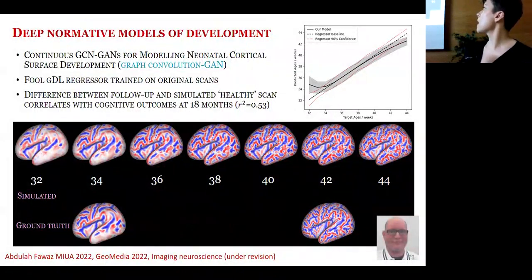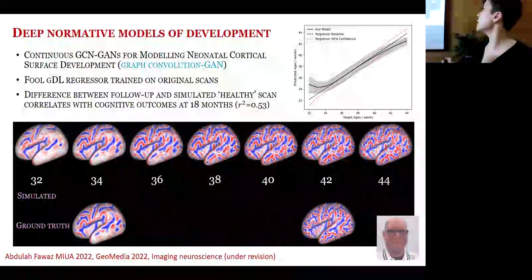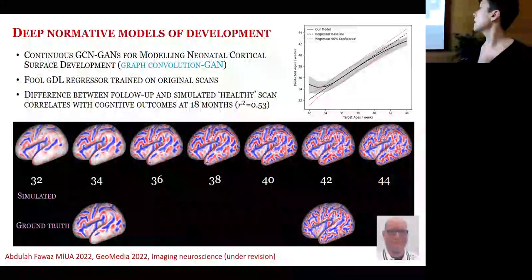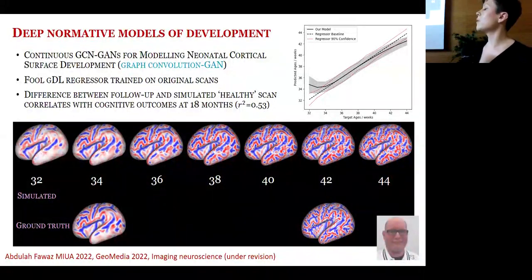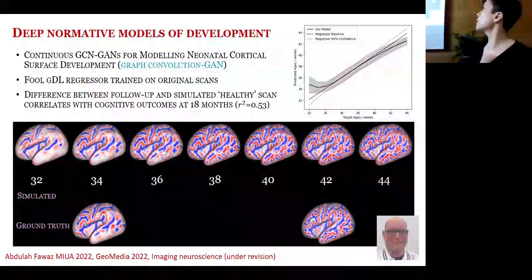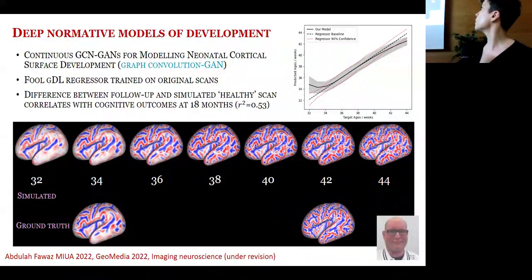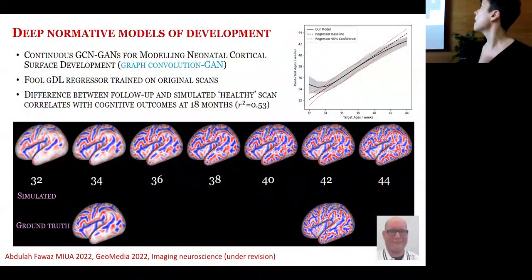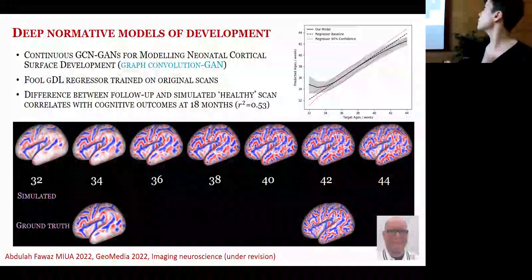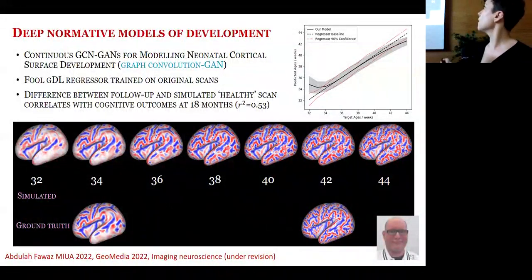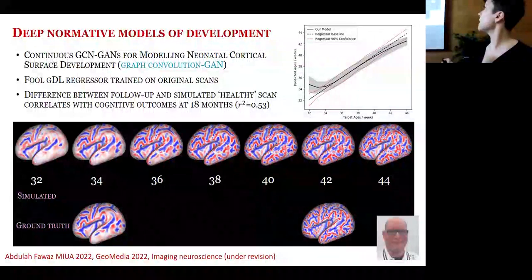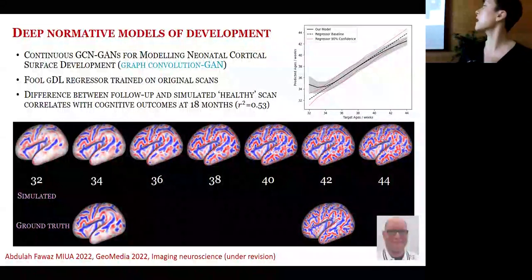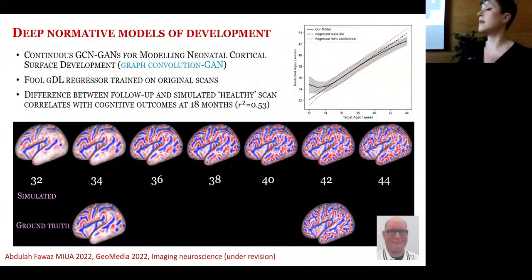So here we're learning a difference map which can smoothly change the age of a baby. So essentially we're learning a deep normative model of development. So here we're making a slight assumption that preterm babies' first scans are healthy. We're then training the model to smoothly transition the age of each individual. It does so well enough to completely fool an independently trained regression network. And when you look at the deviation between the ground truth follow-up scans of preterms and their simulated healthy scans, you do a bit better about being able to predict the cognitive outcomes of these babies at 18 months.